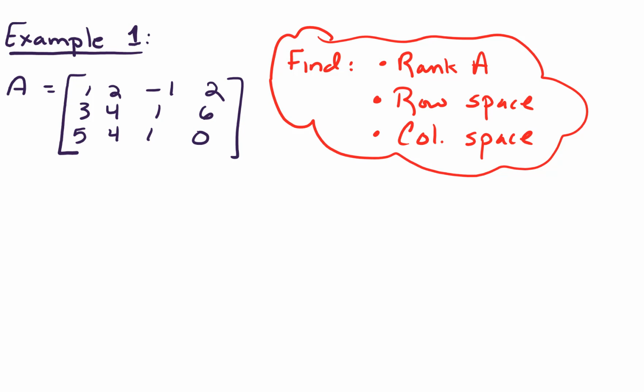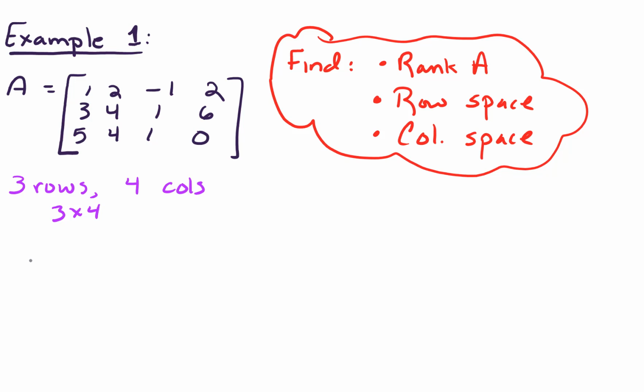Hello, in this example, we want to find the rank of A, the row space, and the column space. So we have A. A is a 3 by 4 matrix. So we've got 3 rows and 4 columns. And let's first of all find the rank of A, and then we'll talk a little bit about the row space and the column space.